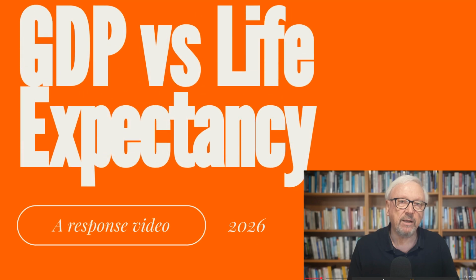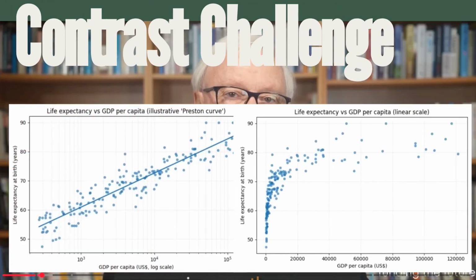As a math educator, I want to challenge Richard Murphy's video on the relationship between GDP and life expectancy. I'm concerned that he may have said things misleading to those who have not studied math and science. Mr. Murphy contrasts these two graphs in a way that may give viewers the impression that the left side is mathematical sleight of hand. They both graph the same data.